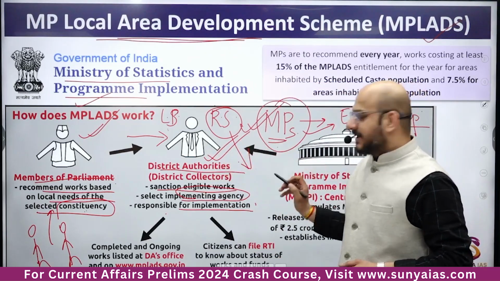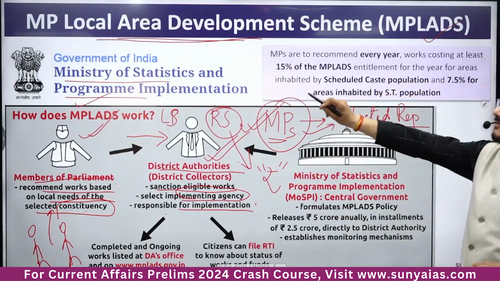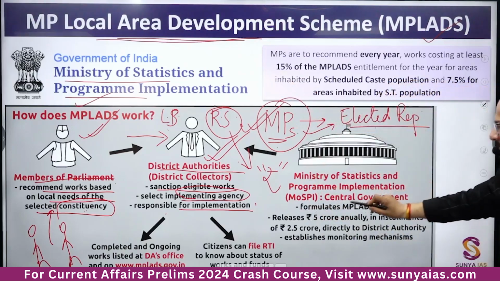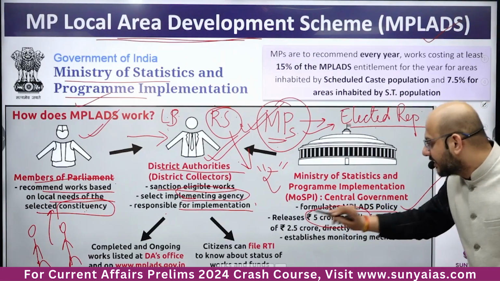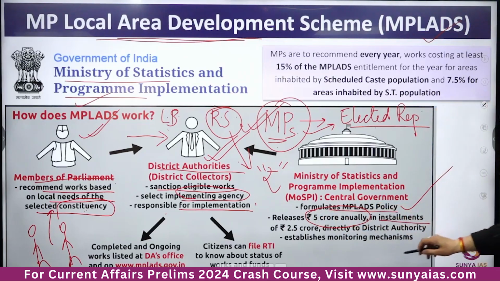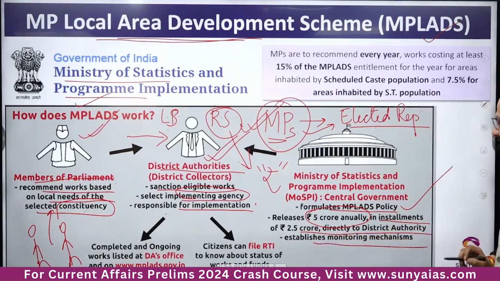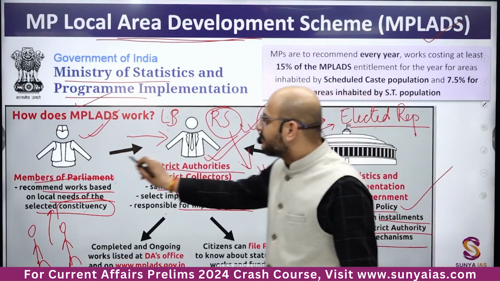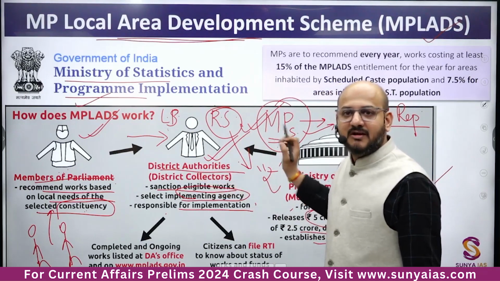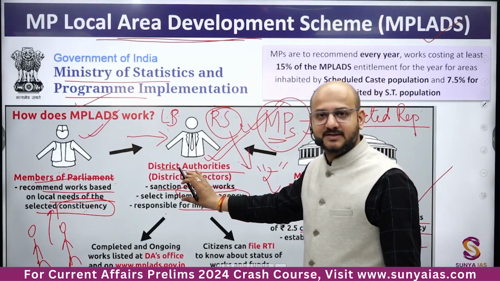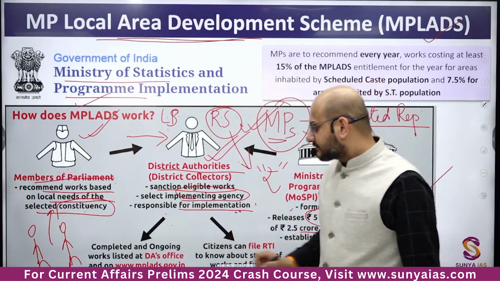Now for that we need some funds also. पैसा कहाँ से आएगा? For that we will go to the Ministry of Statistics and Program Implementation. MOSPI formulates MPLADS policies and releases 5 crore annually in installments of 2.5 crore directly to the district authorities and establishes a monitoring mechanism. पैसा जो है MP के अकाउंट में नहीं जाएगा. It will not go to the MP, but rather MOSPI will give it to the district authorities and they will utilize this money for creation of the assets.